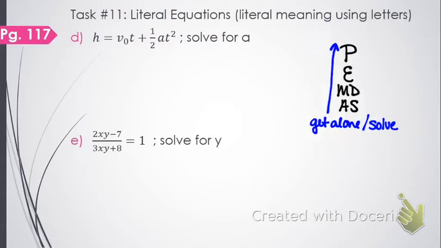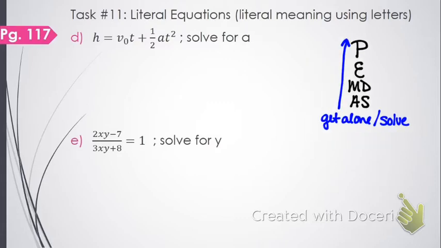What do we want to get alone in the next one? A. A is right here. If there's ever any addition or subtraction on the same side as what we're trying to get alone, we have to get rid of that first. Do you see any addition or subtraction? Yes, I see addition right here. So does that mean I subtract 1/2 a t squared?